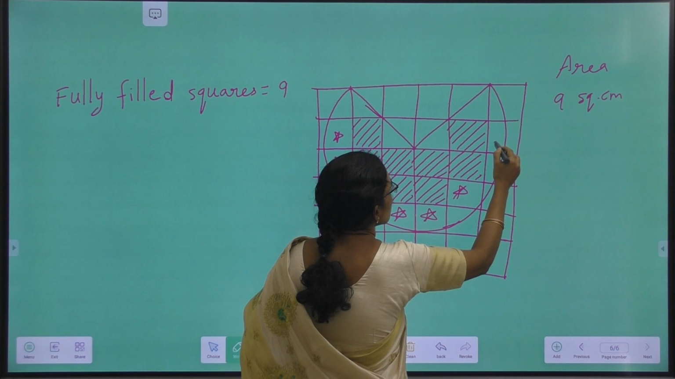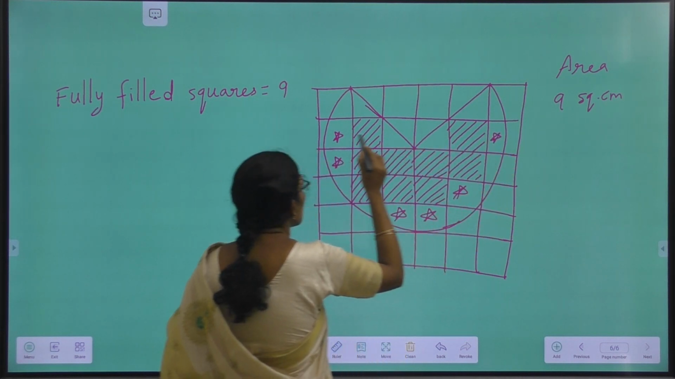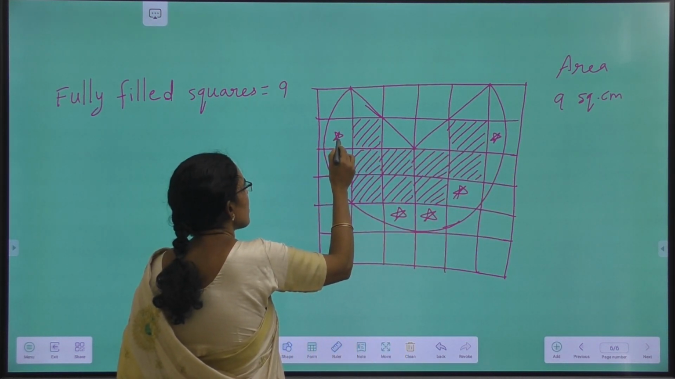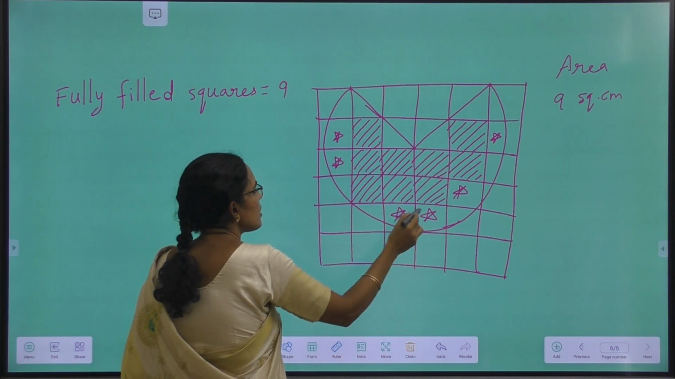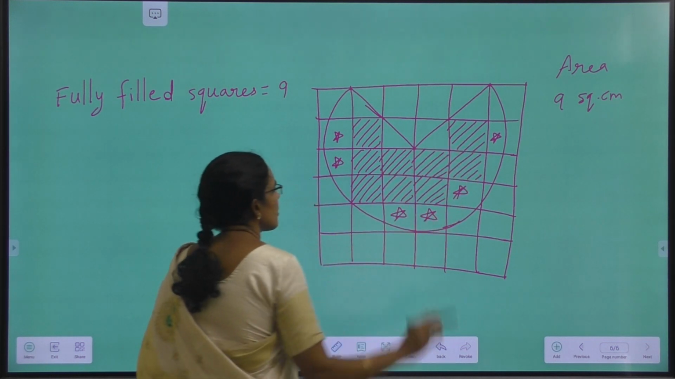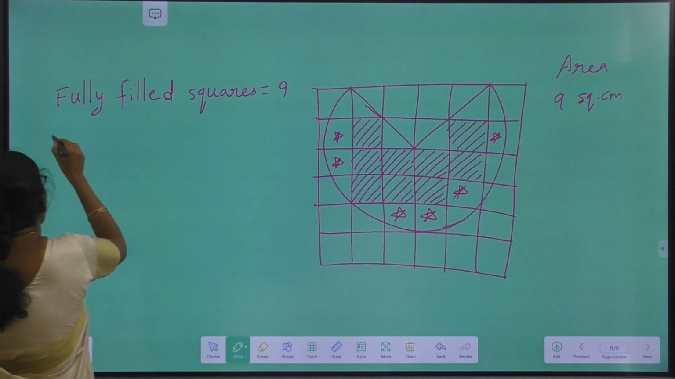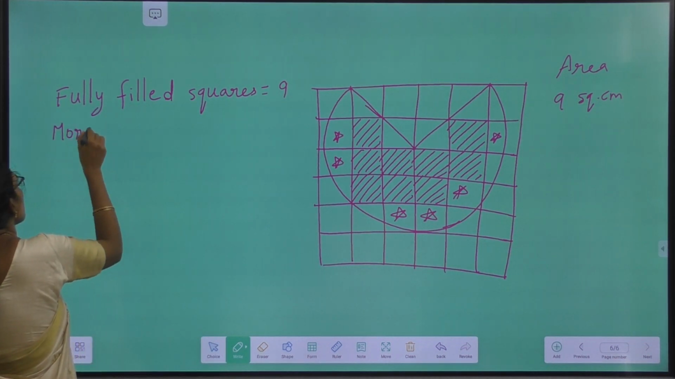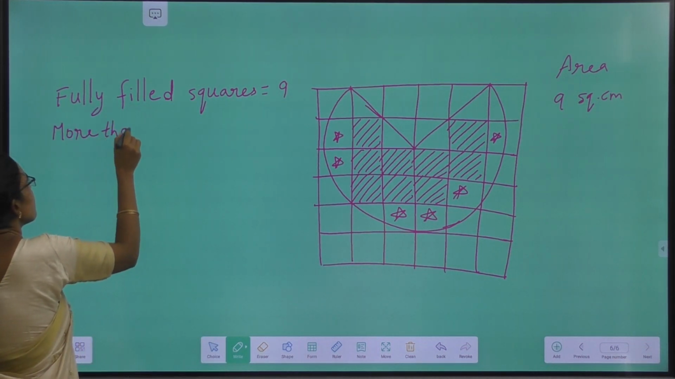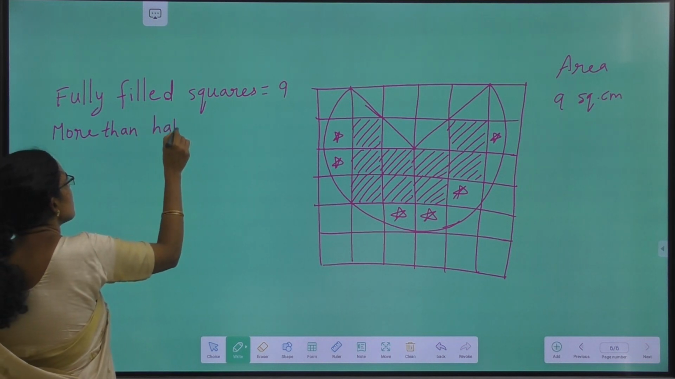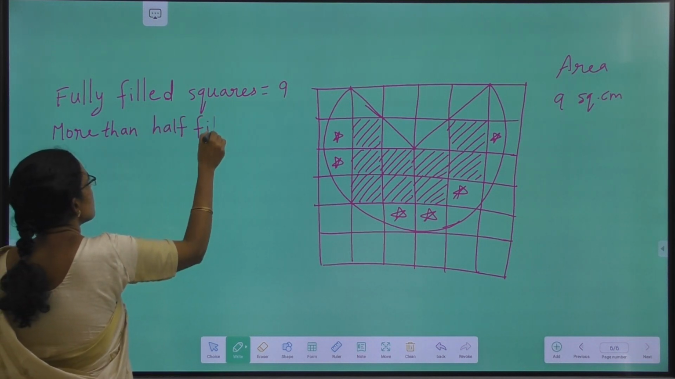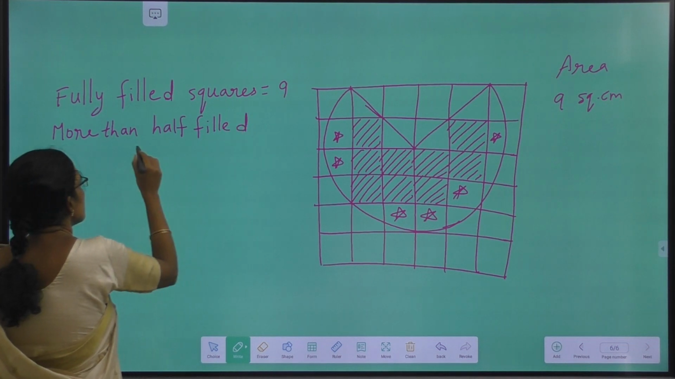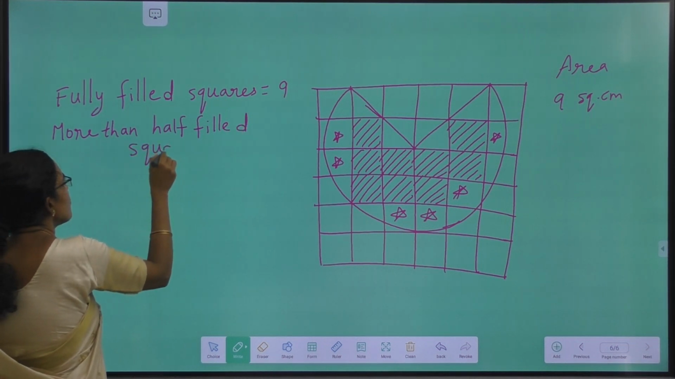Okay, even this we can take as more than half. More than half filled squares, how many are there? 1, 2, 3, 4, 5, 6 are there. Okay, more than half filled squares.